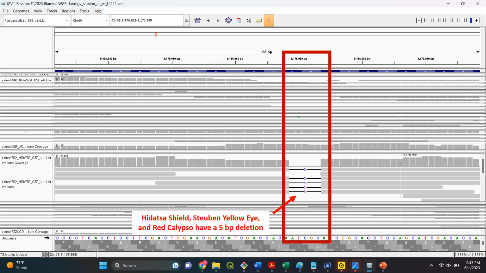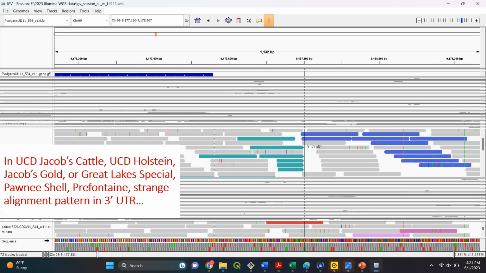Several others had a 5 base pair deletion leading to a premature stop codon. And then we noticed that some of our Andean types, these are from a different domestication event from the first one that I was talking about. So probably independently, all these things are probably independent, but this is a very different class that we're working with.